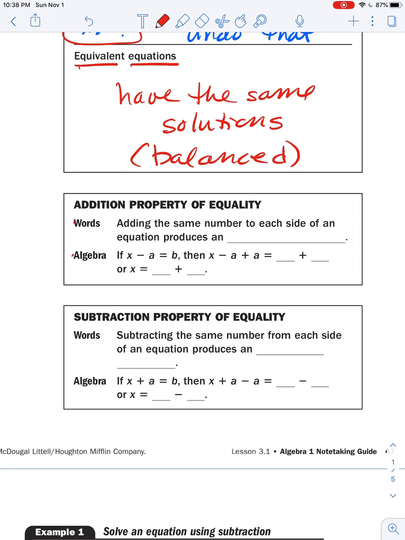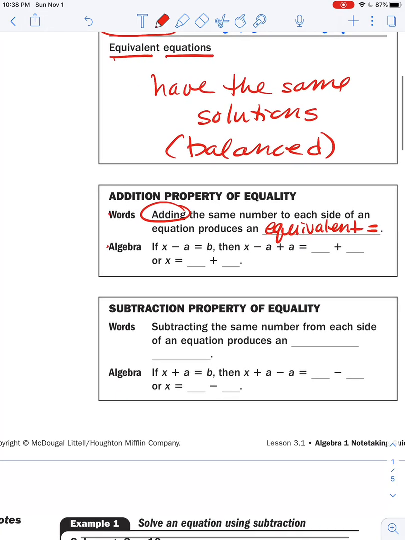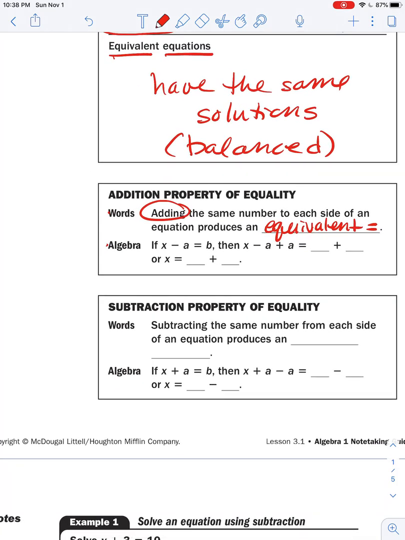Adding the same number to each side of an equation produces an equivalent equation, which is really hard to say. So what you want to know there is that it's okay to add the same thing to both sides. Now, throughout this note packet, they have it written side by side.